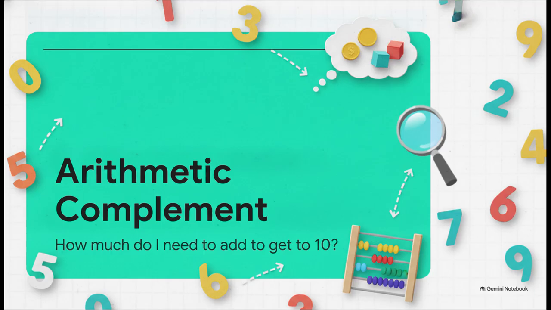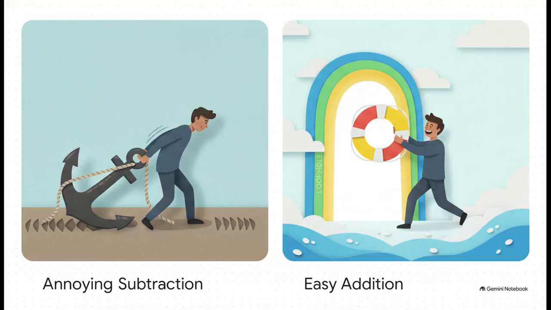Now, let's tackle one of those scary-sounding math phrases, the arithmetic complement. I know it sounds like some brutal college exam topic, but I promise you, it's literally just a toddler's game of make 10. That's it. It just asks one simple question. How much do I need to add to get to 10? If you have a 2, you need an 8. If you have a 4, you need a 6. It's seriously that easy.